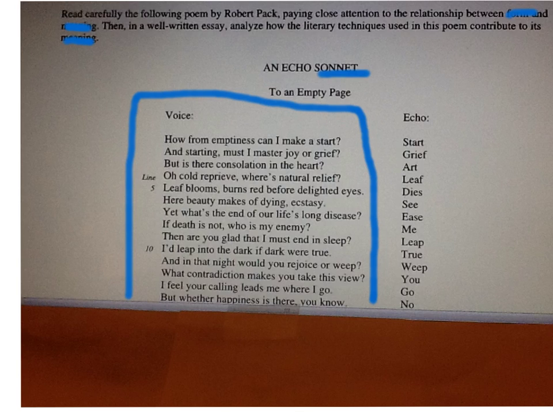Now, using the TP-CAST mnemonic device, you will notice that the number 1 thing and the last thing is to always look at the title. And the title here is very helpful, because this poem is To an Empty Page. It's an ode poem dedicated to an empty page. So we know right away that this is a meta poem about poetry. It's a poem about poetry. And that helps us to understand it.